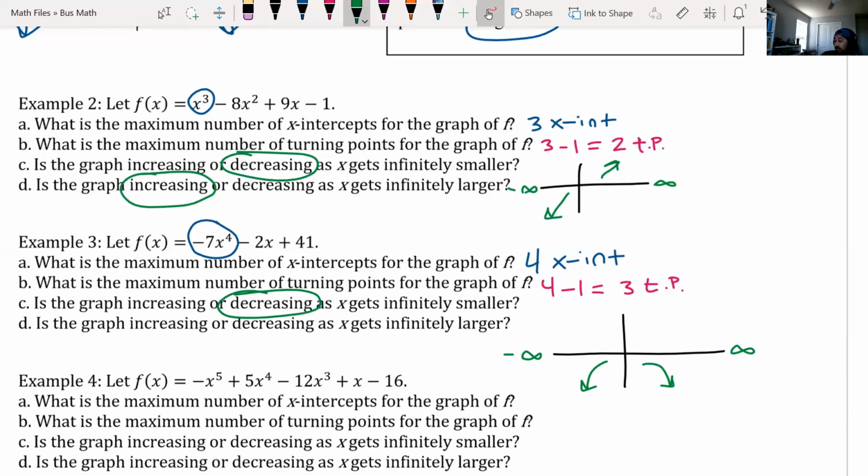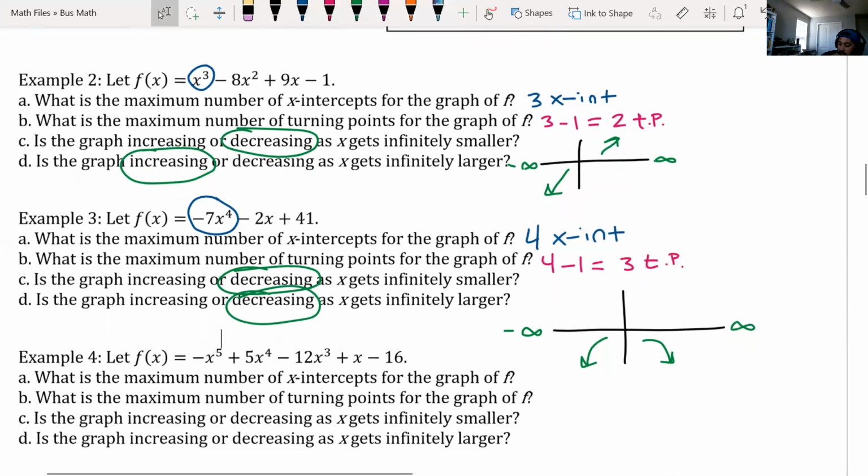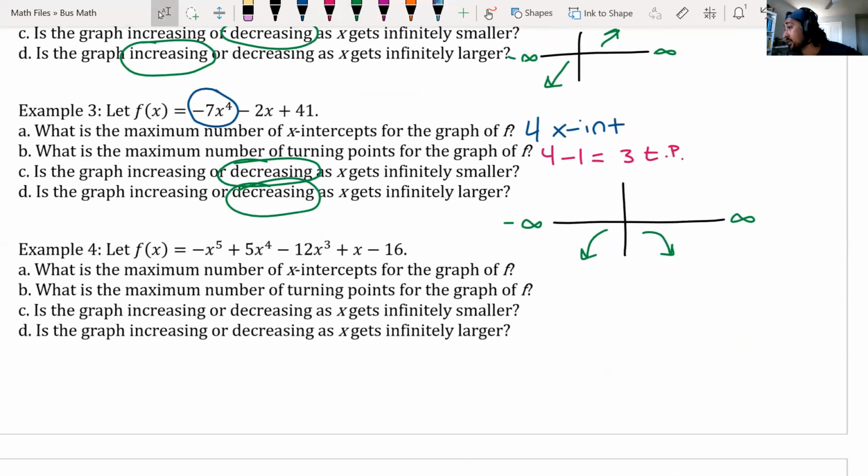And then the next question says, are your y values increasing or decreasing? Are they getting larger or smaller as x goes to positive infinity? Well, we see that this tail is also headed towards negative infinity. So this means that they are also decreasing. Okay. So we're using those cases to answer these questions.